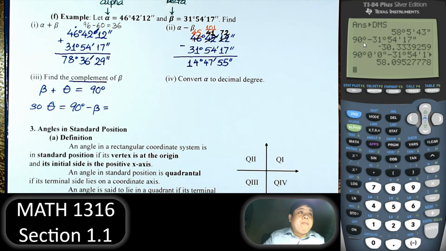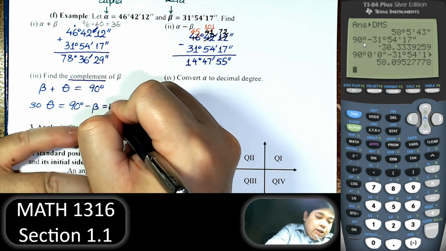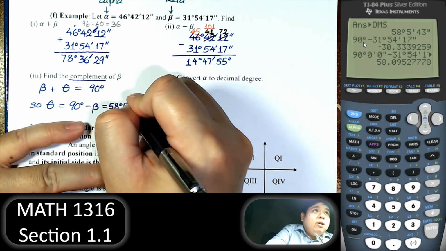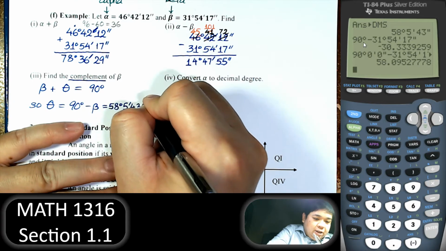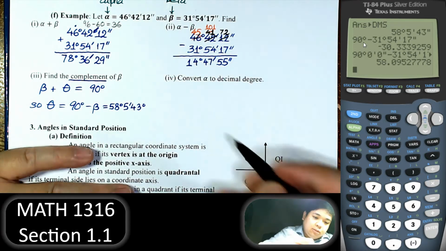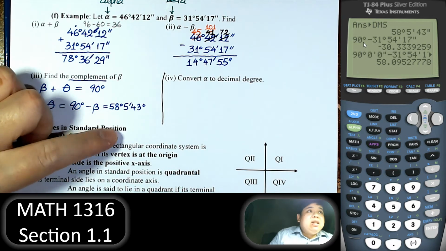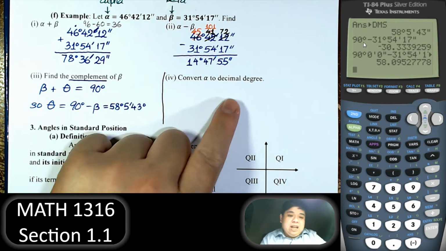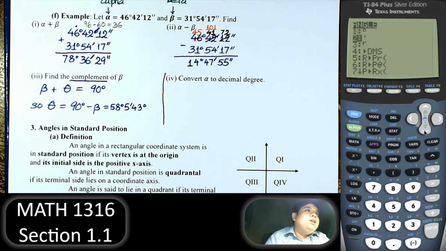That could be wrong. Anyway, of course we can convert to 58 degrees, 5 minutes, and 43 seconds. Right. So that is degree, minute, second. Now if we have a degree, minute, second to convert to decimal degree, do we have a decimal degree? Nope. It doesn't matter.